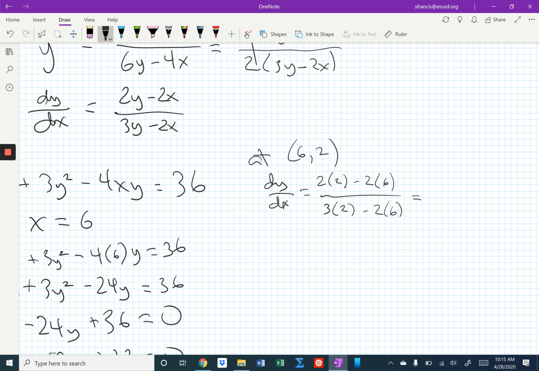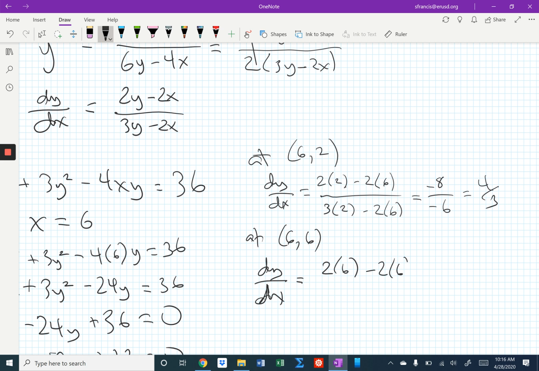Honestly, ladies and gentlemen, don't bother to simplify. Plug it in correctly and then move on, okay, on the AP exam. So that's 4 minus 12, which is negative 8, and then that's 6 minus 12, which is negative 6, so you get 4/3. And then at 6 comma 6, the slope dy over dx is going to be 2 times 6 minus 2 times 6, which is 0, over 3 times 6 minus 2 times 6. Doesn't matter what the bottom is, but that's 18 minus 12, which is 6, so that works out to be 0.